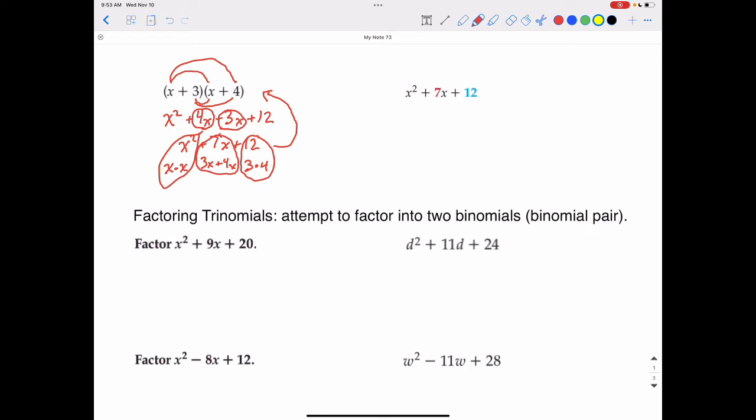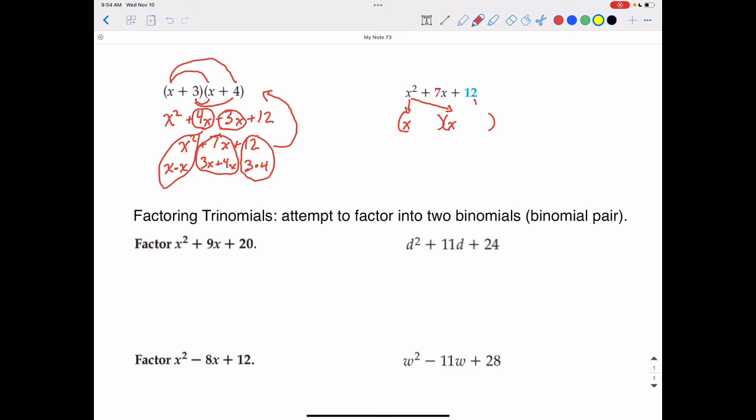So we're going to do the answer to what we just did, and we're going to show how to factor it back into the two binomial pairs. So we know that the first term comes from multiplying the first term in each set of parentheses. So what times what is x squared? X times x is x squared.